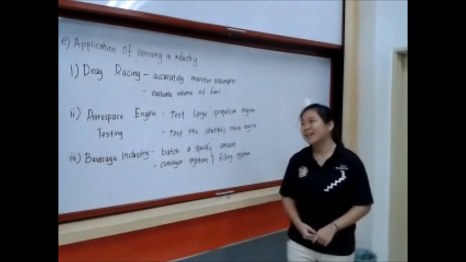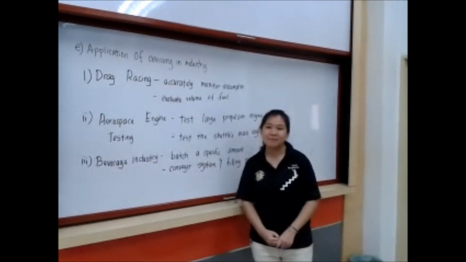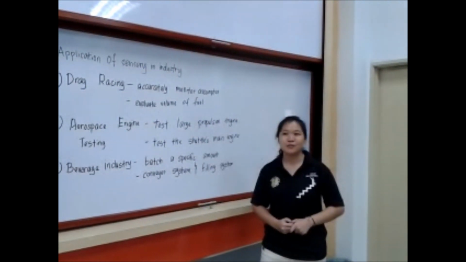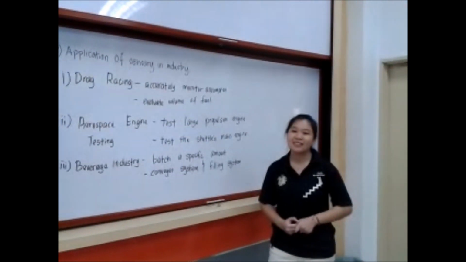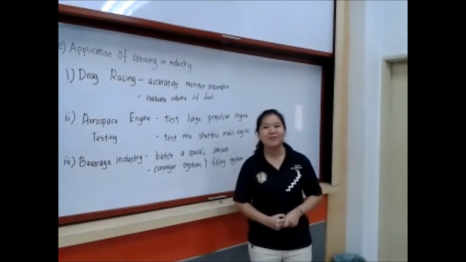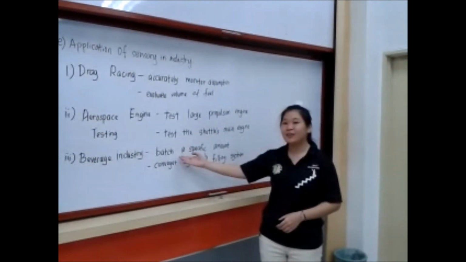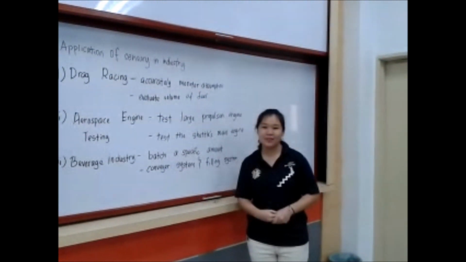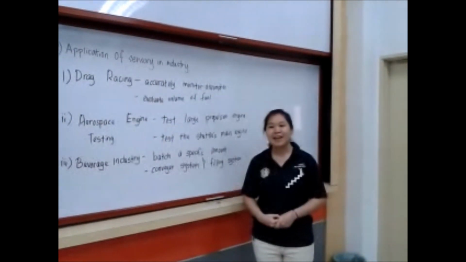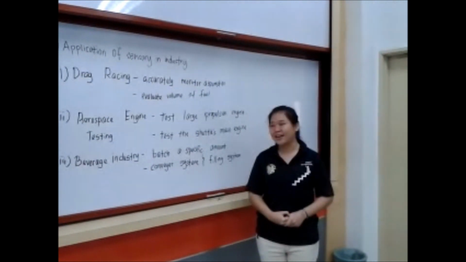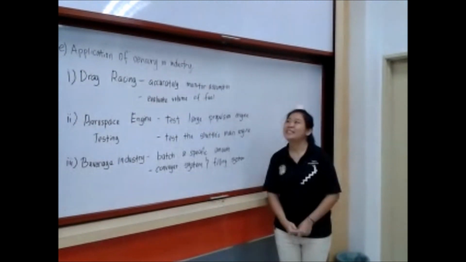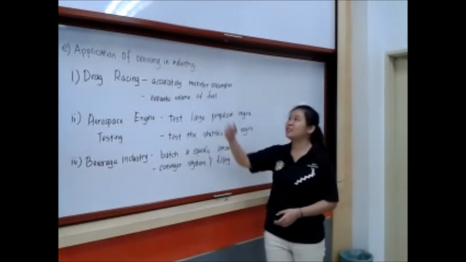Last but not least is the beverage industry. Turbine flow meters play a key role in production plants in the beverage industry. Sanitary turbine flow meters, along with a batch controller, are used to batch a specific amount of beverage product into a container. The typical filling process incorporates a conveyance system and also a filling system. This is the end of the part on applications of sensors in industry.